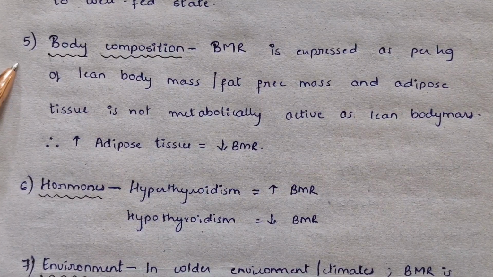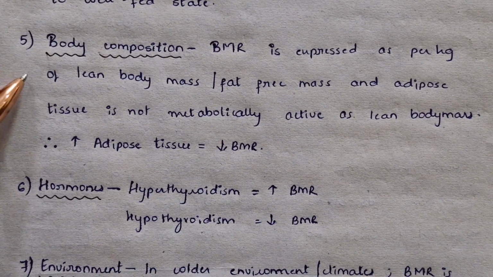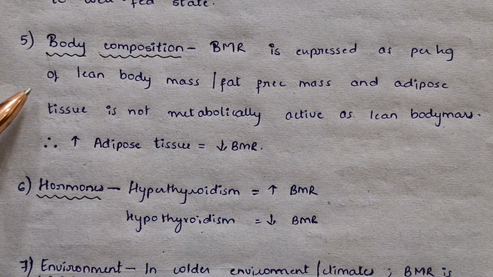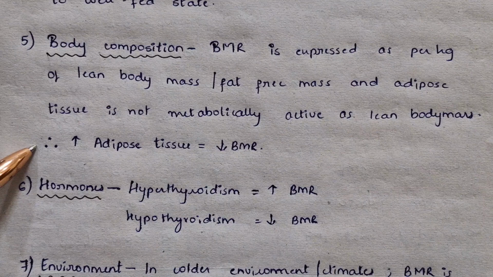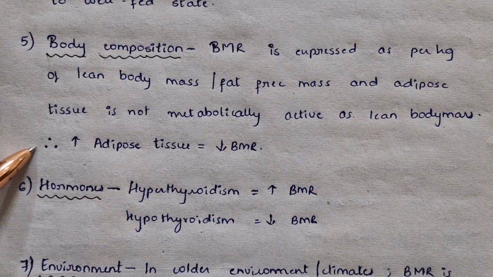The fifth factor is body composition. Basal metabolic rate is expressed as per kg of lean body mass or fat-free mass, and adipose tissue is not metabolically active as lean body mass. Therefore, increase in adipose tissue decreases the basal metabolic rate.